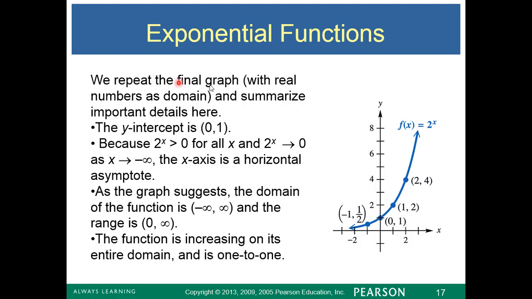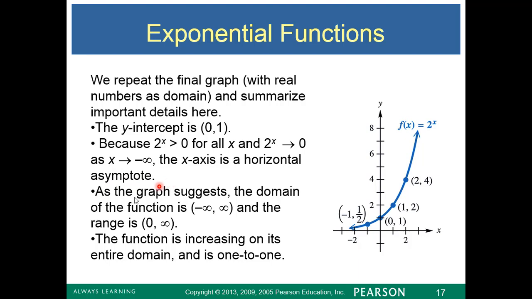Now we repeat the graph with real numbers as the domain and summarize important details here. So here are some important details that we're going to want to keep in mind. The y-intercept is always going to be (0, 1). Okay? Because 2 to the x is greater than 0 for all x, and 2 to the x approaches 0 as x approaches negative infinity, the x-axis is a horizontal asymptote.